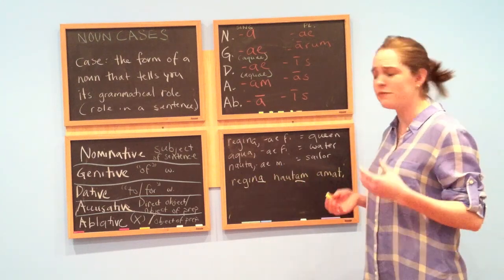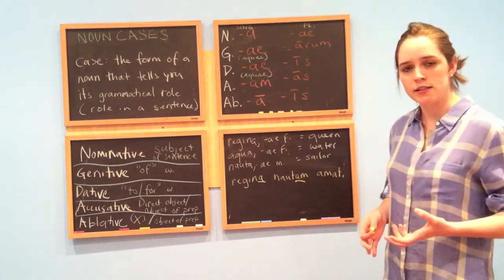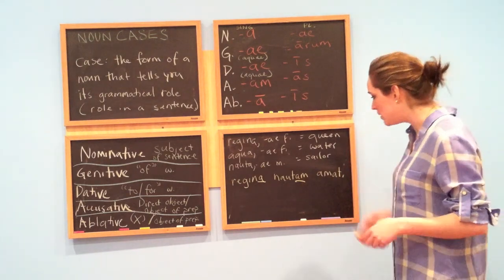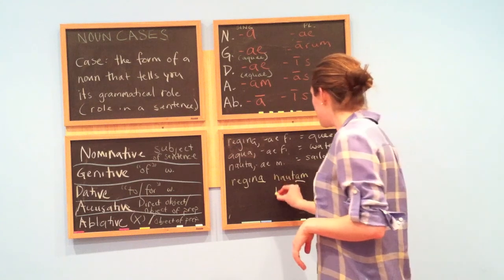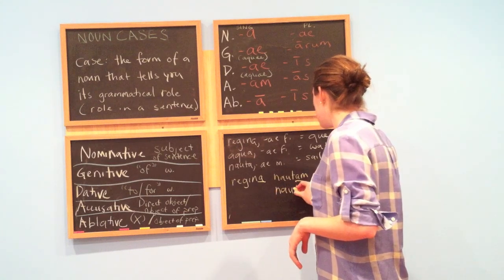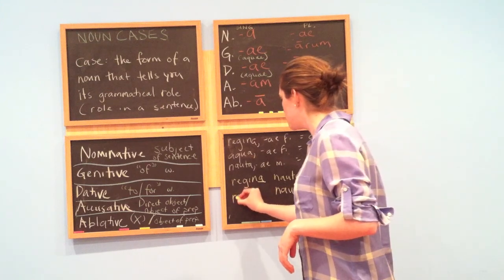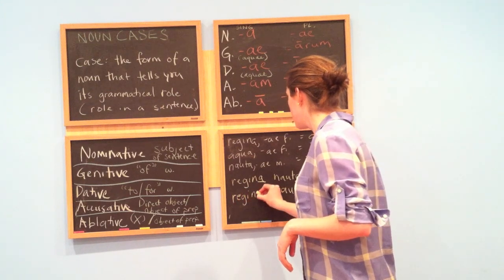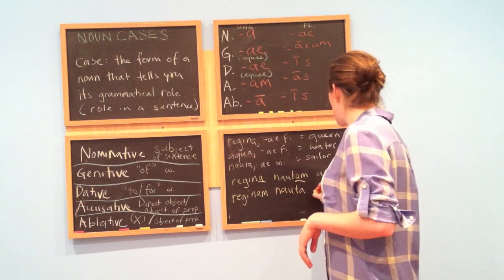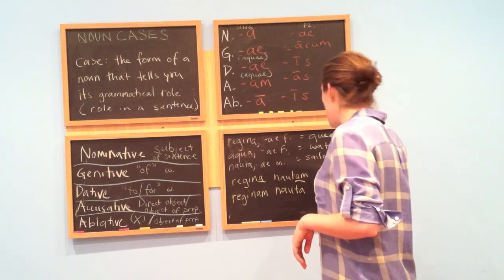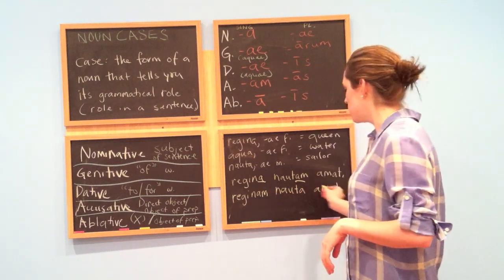We can very easily reverse this sentence and make the sailor love the queen. All we have to do is change nautam to nauta. So now it's in the nominative. We'll change regina to reginam. And then we'll bring down our amat. And now you have the sailor loves the queen.